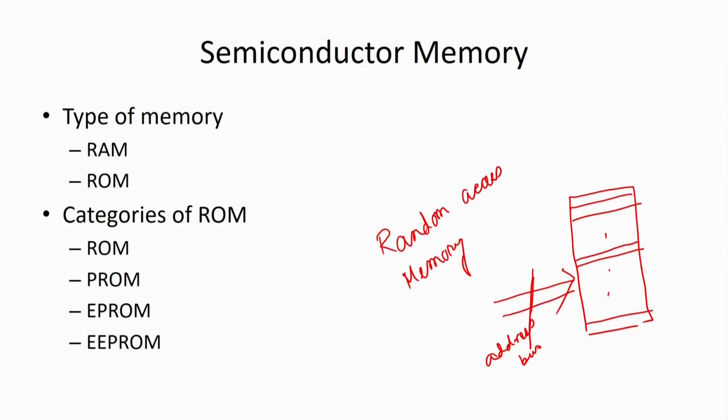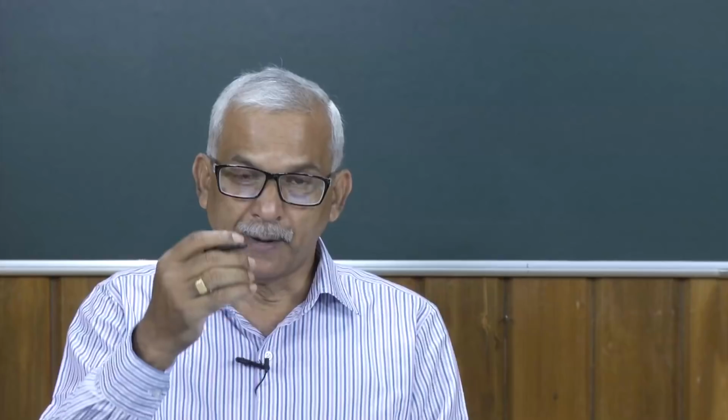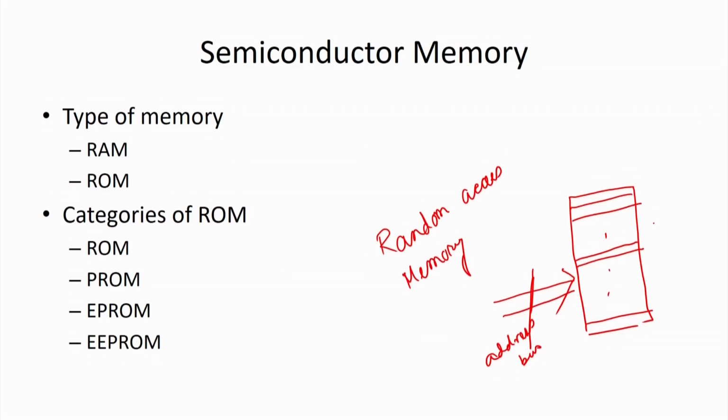Since we are talking about random access, there is also another kind of access, which is sequential access. In case of sequential access, we have to access the memory in sequence. If I want to go to a particular point, then I have to go in sequence from the first location to that location. But in case of random access, that sequence is not required. At any point of time, I can access any memory location. I just have to give the appropriate address to the address bus. So, this is the random access memory.